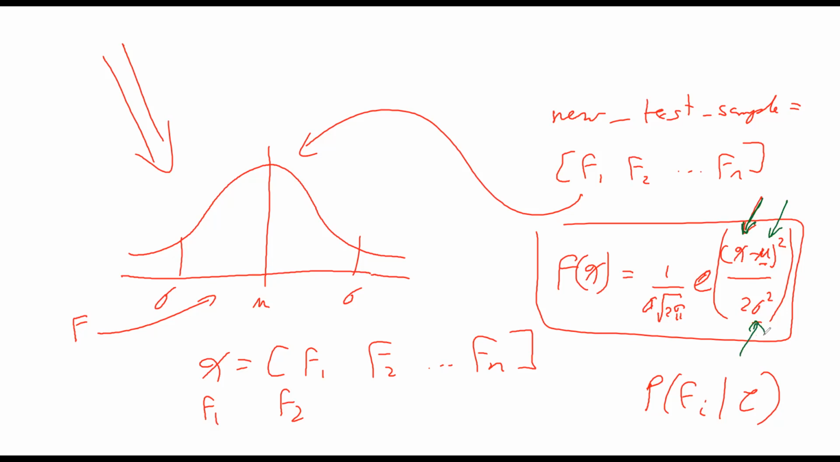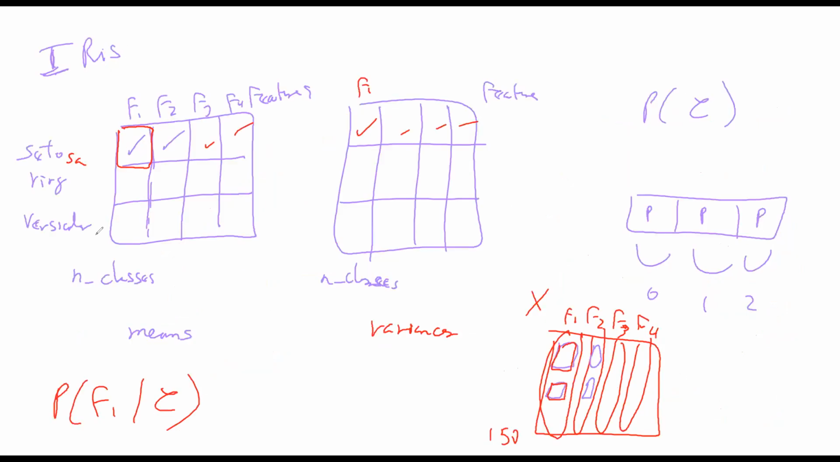Okay, so that's pretty much the idea. And then I repeat this. Let's say now I'm in class versicolor. So versicolor happens to be the green ones, right? So these greens over here. So I grab those samples. Those are the versicolor samples.